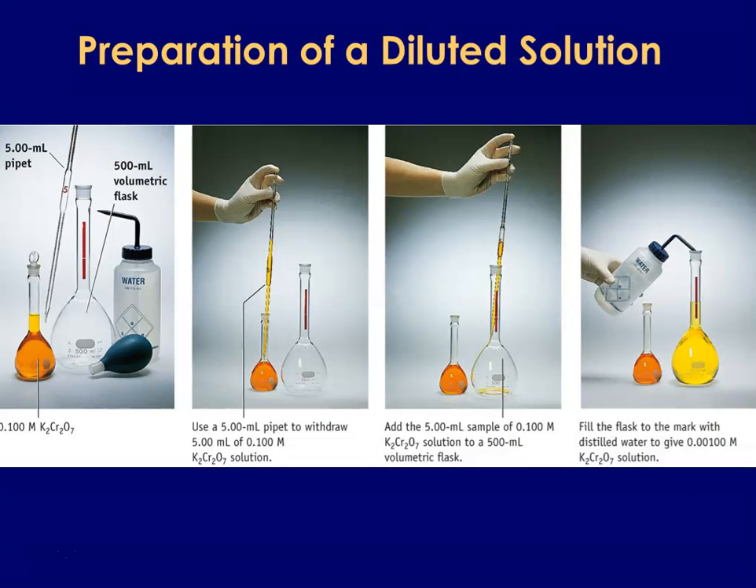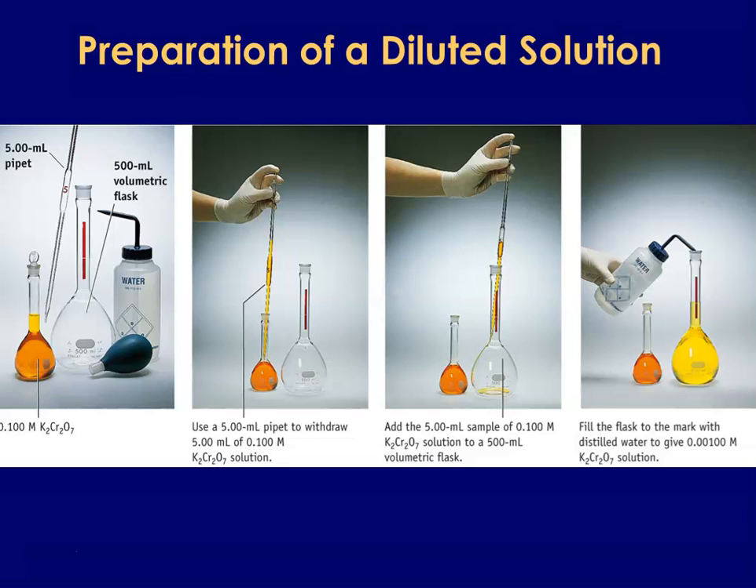If I am making one from a solution, I'm going to determine how much of that concentrated solution I actually need. I'm going to use a pipette to withdraw that amount of stock solution that I want to transfer and make my diluted solution with. I'll add that to my volumetric flask and then bring it up with water until it reaches the calibration mark.